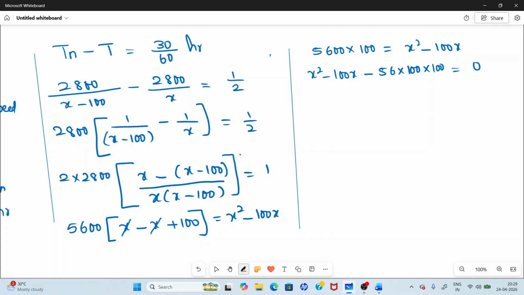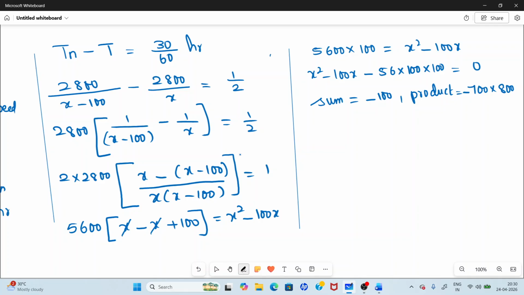So here the sum is minus 100 and the product is, 56 can be written as 7 into 8, okay? So 7 into 8 into 100 into 100, that is 700 into 800. So there is a minus sign. So minus 700 into 800, okay, product.